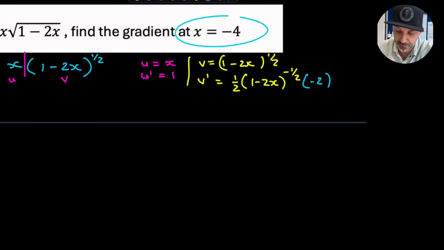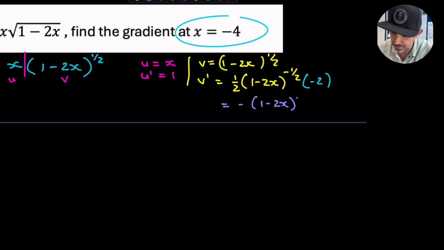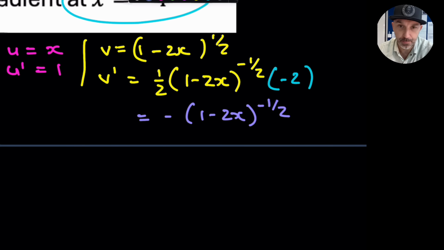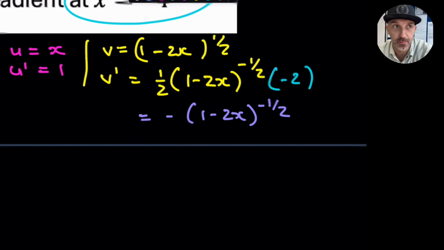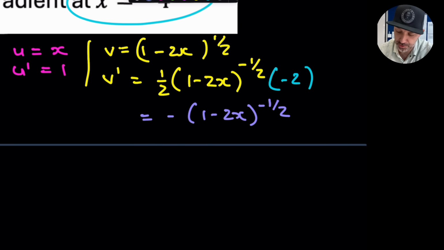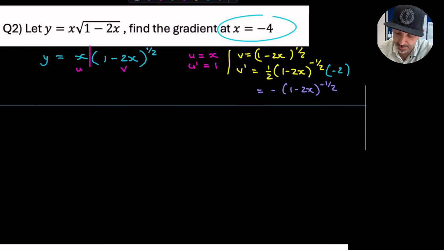Now, before we go any further, I can see that a half times minus 2 will be minus 1, or negative 1. So this whole expression will just be negative 1 times 1 minus 2x to the minus half. Now, you may want to put that back on the denominator because it is a negative half, so that is like 1 over the square root of this expression, but I'm not going to go that far just yet. Let's take it in slow steps to begin with.